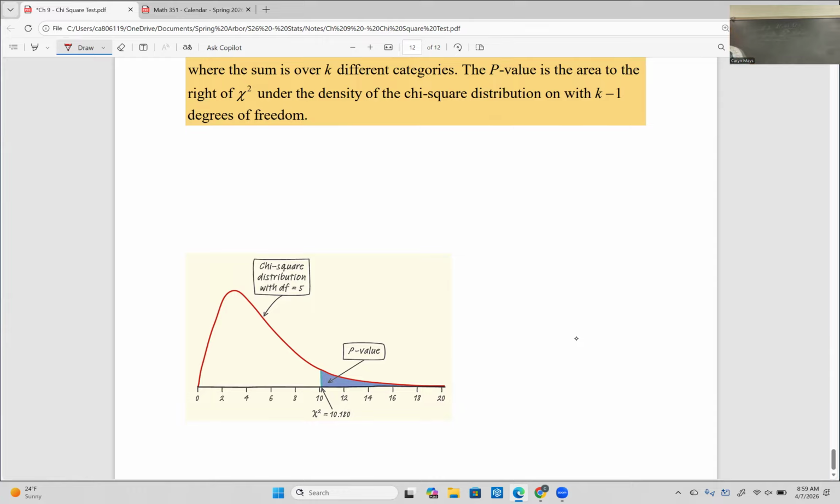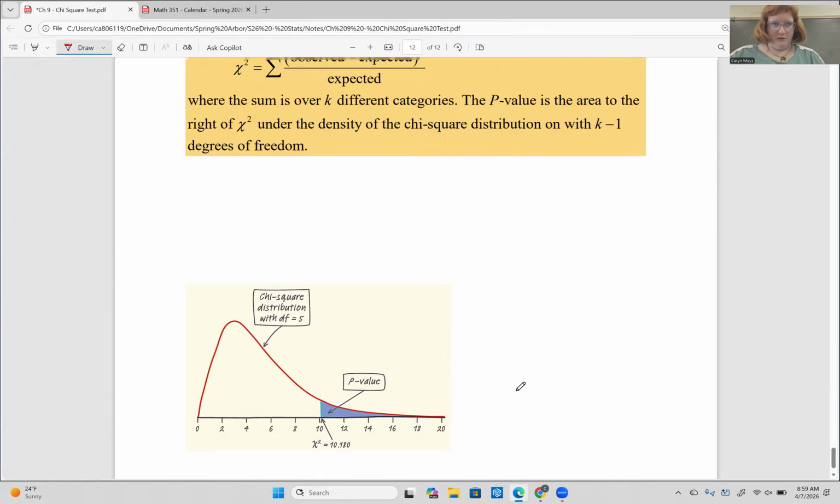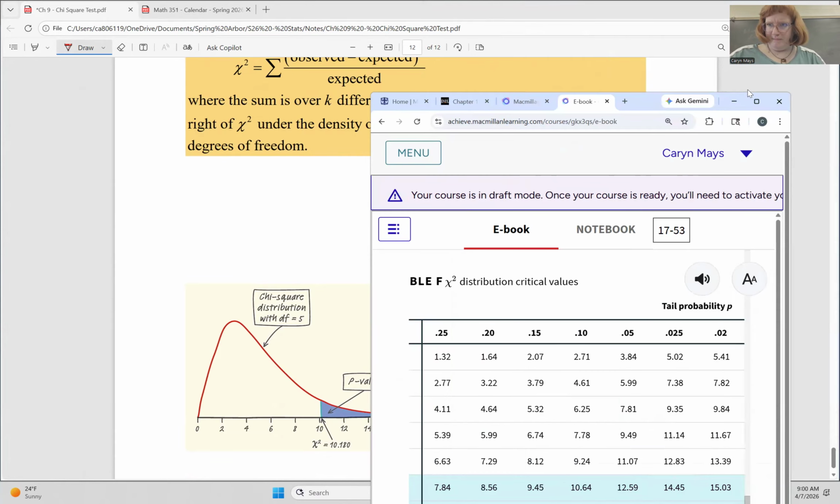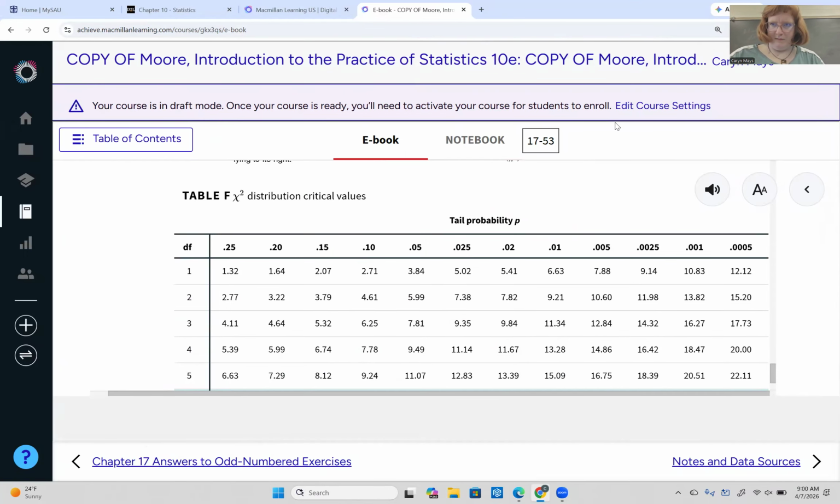But I want to also quickly talk about, again, I will always give enough table information for this to be done. But if I can get it up.